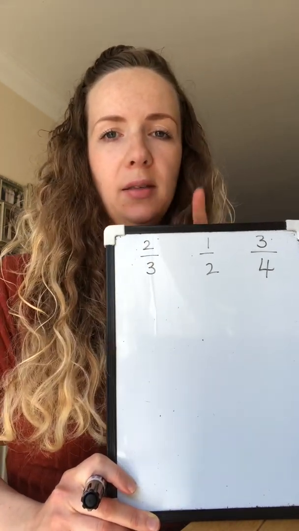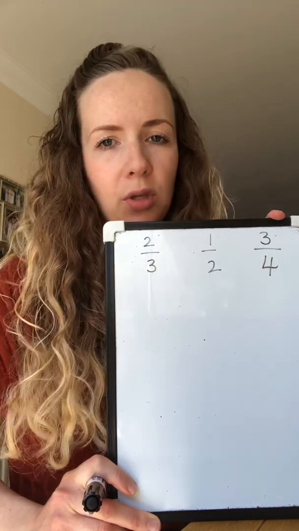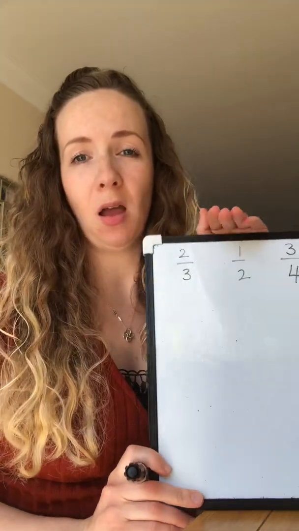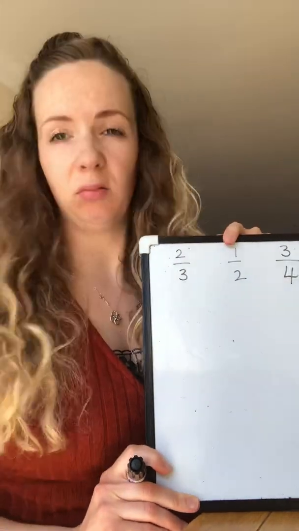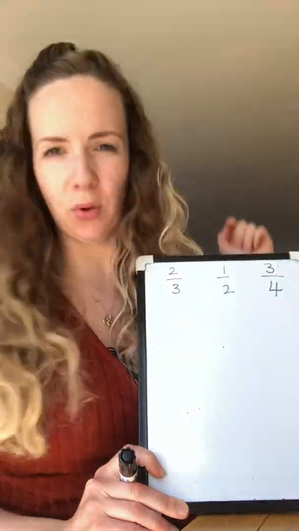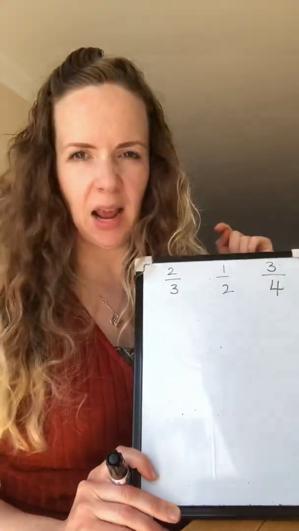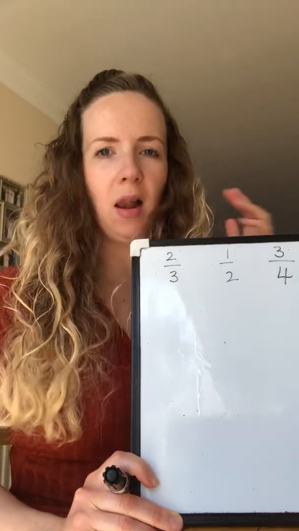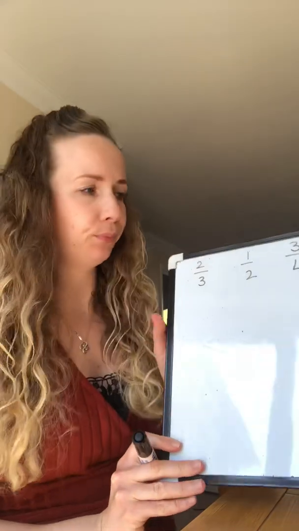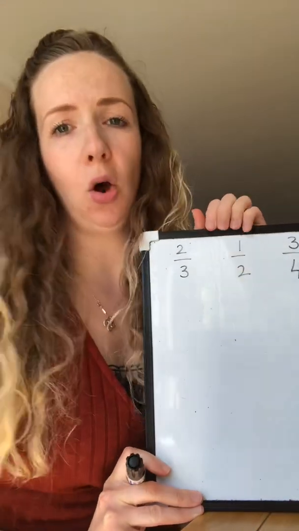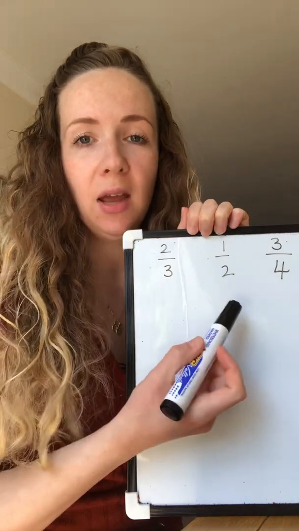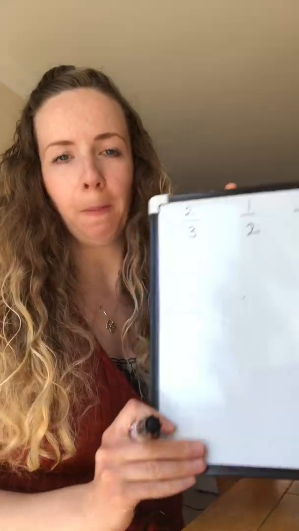So I've got 2/3, a half, and 3/4. Now, for me to be able to order those, I don't just pick, well, number one, that numerator's the smallest, so I'll put that at the beginning, and then 2/3, I'll put that next, because the number two's the next biggest, and 3/4, I'll put that last. We've got to come up with a common denominator to begin with. A common denominator is a number that all of our denominators go into.